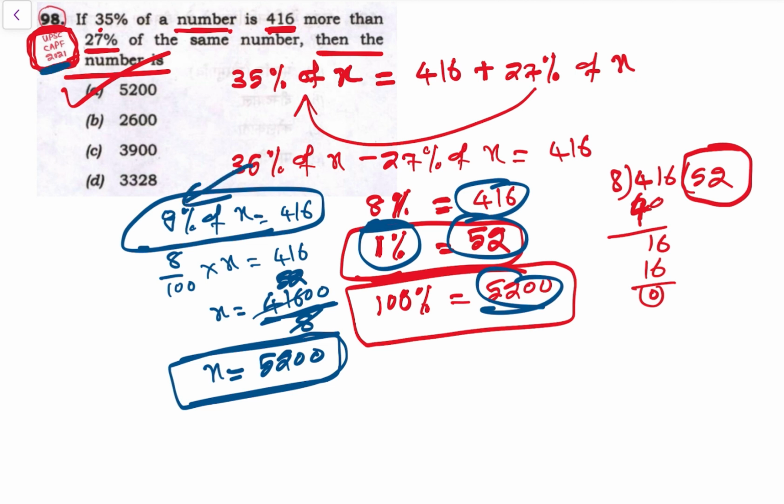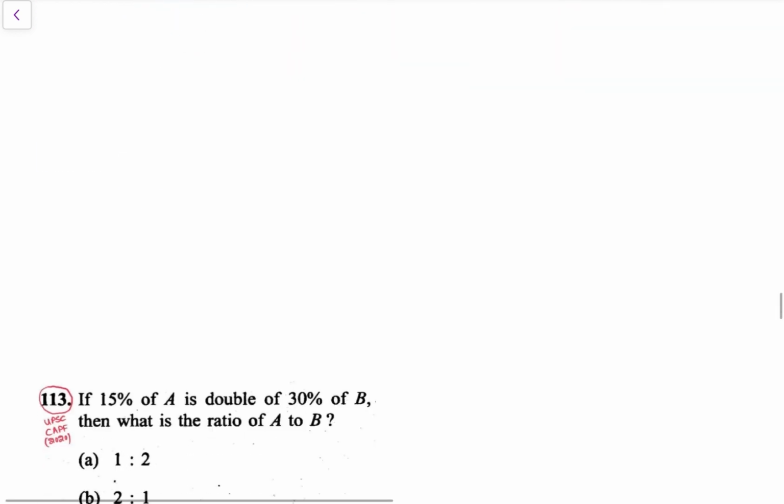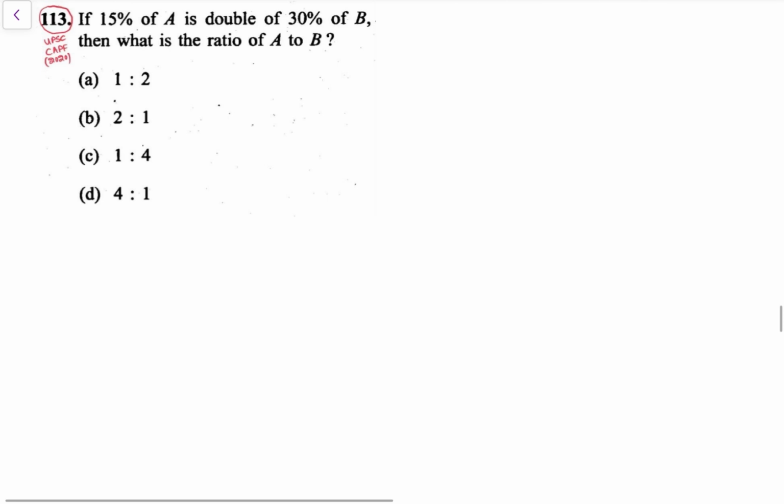So this is asked in 2021. Now let's see the next question. The next question is: if 15% of A is double of 30% of B, then the ratio of A to B is? This question was asked in CAPF 2020.